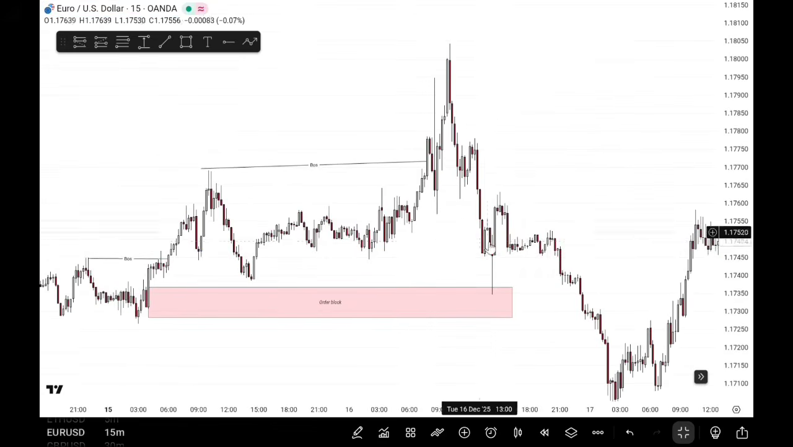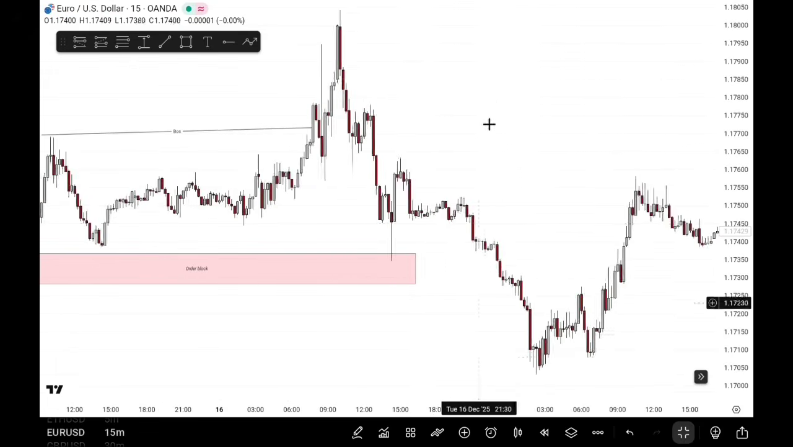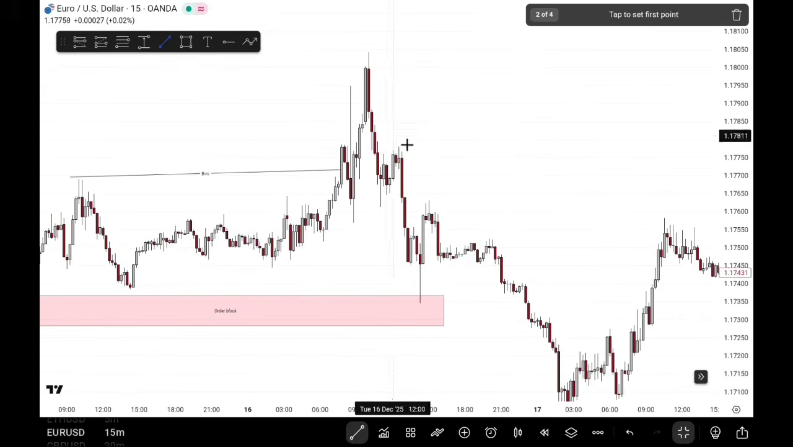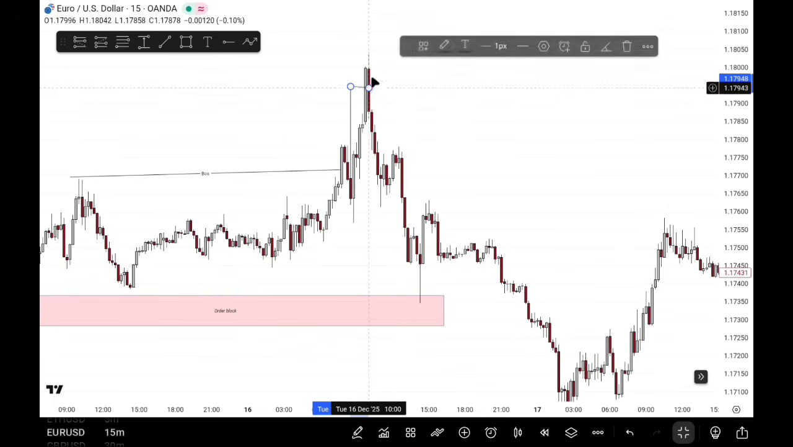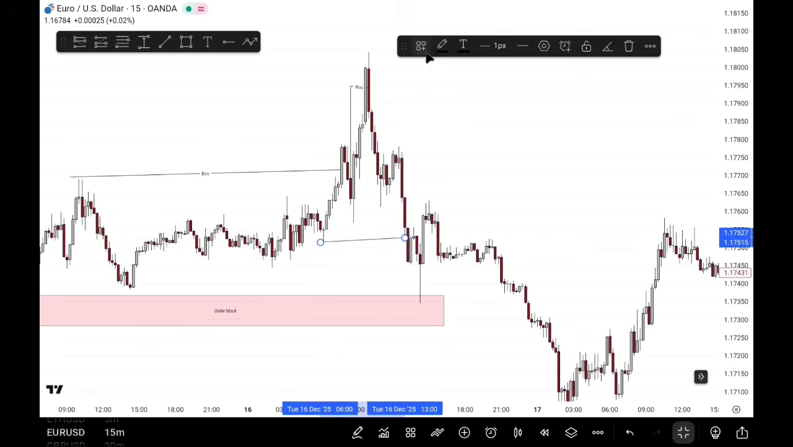Now price has really changed character from here to the downside. So we are having a downtrend here. We have this liquidity which price swept first. So price took out liquidity at this point, and after that we have a market structure shift around this corner, right?